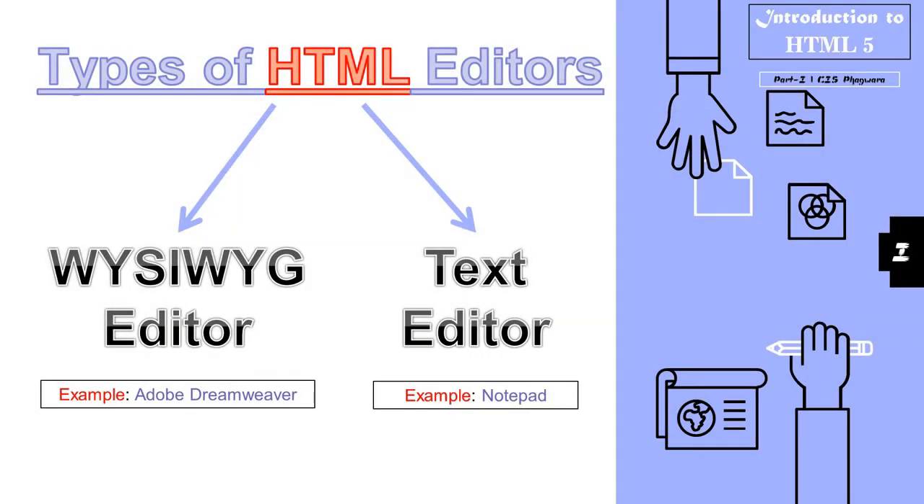So moving on to the next part, that is, what are the types of HTML editors? Now the first one is, what you see is what you get. I think you're familiar with this phrase. The type of editor in which whatever code or commands we are writing, it simultaneously shows you what your website or web page will look like in a web browser.